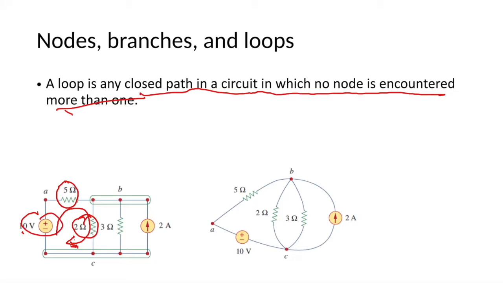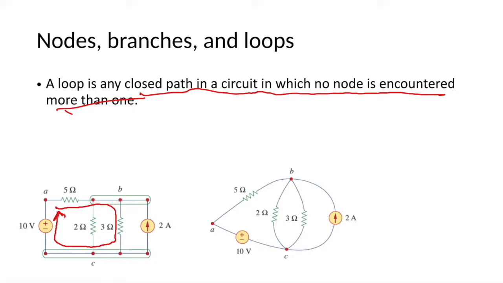We can have another loop, for example here, right? And the other loop here, this is another loop. And also we can have a bigger loop, for example, which consists of the 5 ohm resistor, the 3 ohm resistor, and the voltage source. This is also a loop. So there are many loops in the circuit.